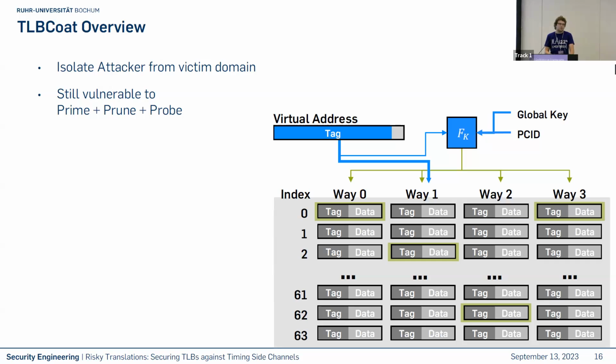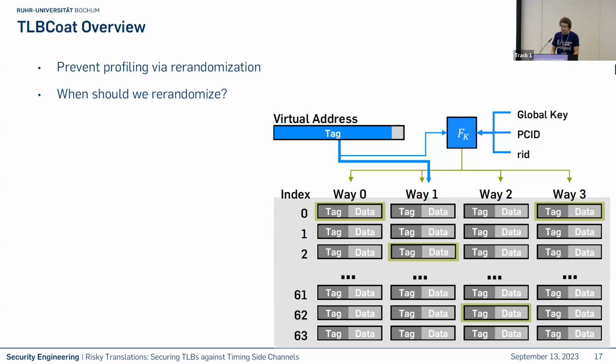Well, we just don't give the attacker enough time. And that's why we add a random ID for each process. And naturally, when we change the random ID, it changes the key and the mapping is different. And thus, if we do this occasionally, the attacker always has to start from scratch. He can't use any of his previous knowledge. Now the question becomes, when should we re-randomize? Because you really don't want to do this too often, because every time you do this, you basically lose all your data in the TLB for this process, and that will be very slow.